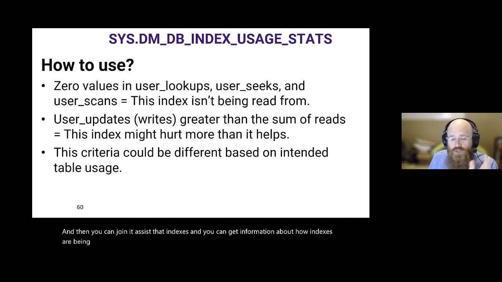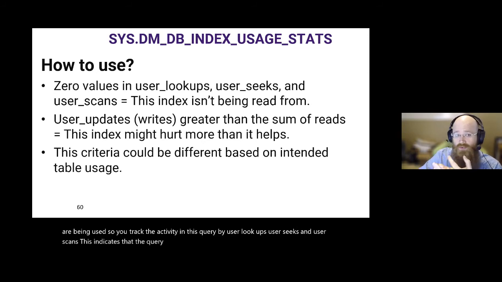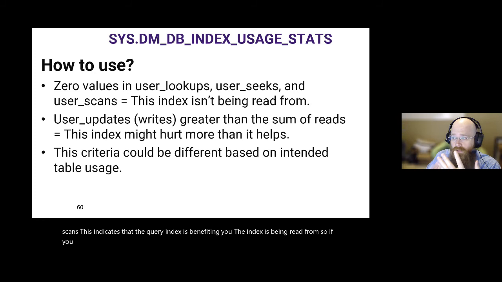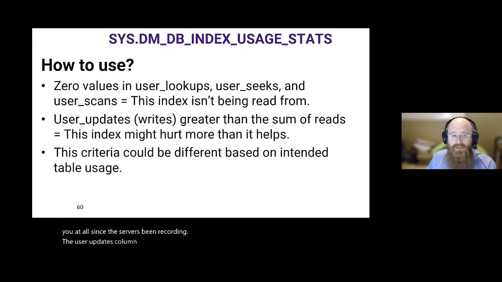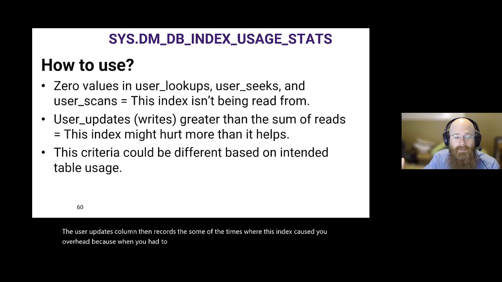So you track the activity in this query by user lookups, user seeks, and user scans. This indicates that the index is benefiting you. The index is being read from. So if you have 0 values in lookups, seeks, and scans, it means that this index hasn't benefited you at all since the server's been recording. The user updates column then records the sum of the times where this index caused you overhead, because when you had to update the index, it did cause that overhead for you.